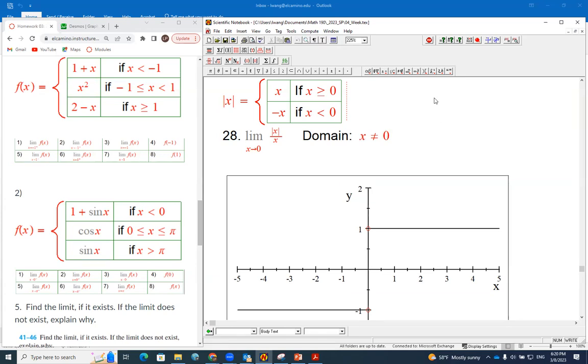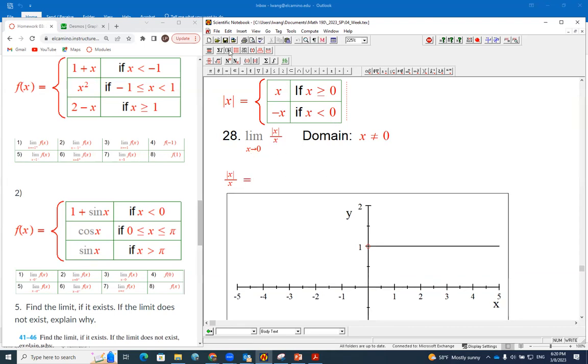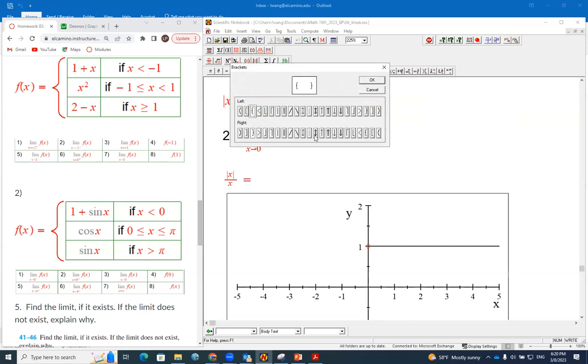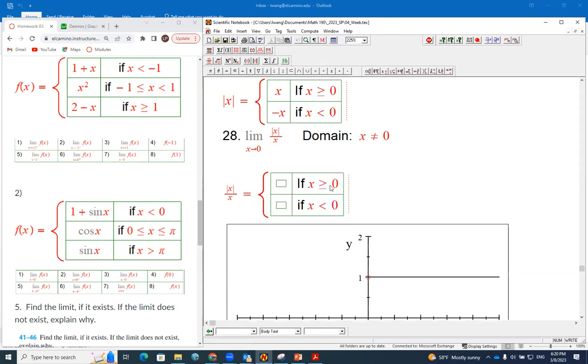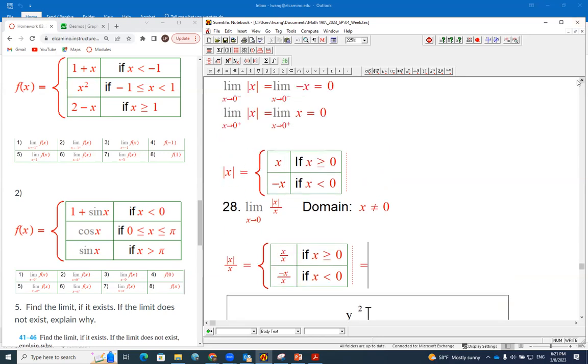Okay, and how about this, right? So when we have absolute value of x divided by x, right? The top has 2 branches, so you're gonna have 2 branches. There we go, right? And you basically take this piece and copy right here, right? The absolute value of x divided by x. So this piece divided by x. So x divided by x. And the next piece, right? It's negative x divided by x.